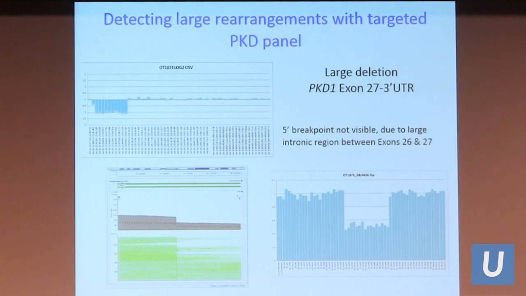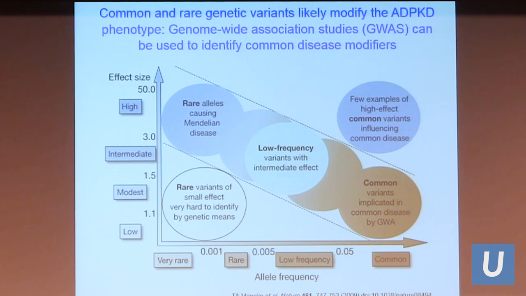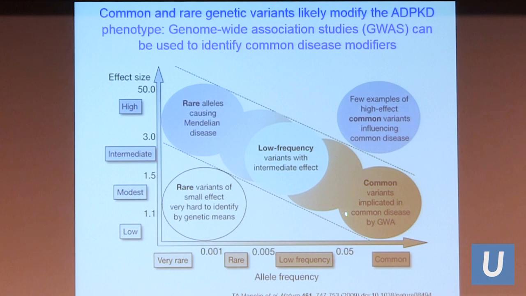We usually look for these larger deletions. And as I showed you earlier, this method is also good for looking at mosaics. The last thing I'm going to mention is that we're also trying to find other genetic factors, like common SNPs in the genome, to see if they might be influencing the severity of the disease.